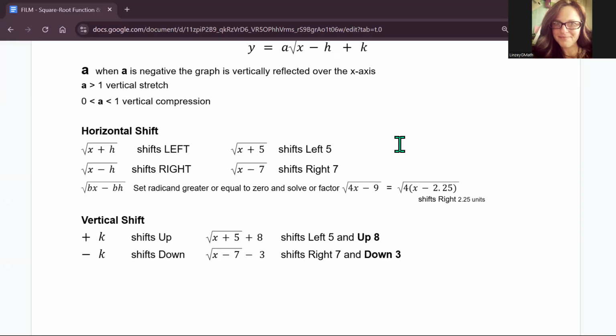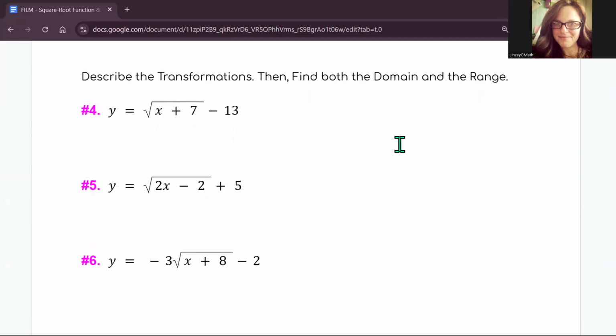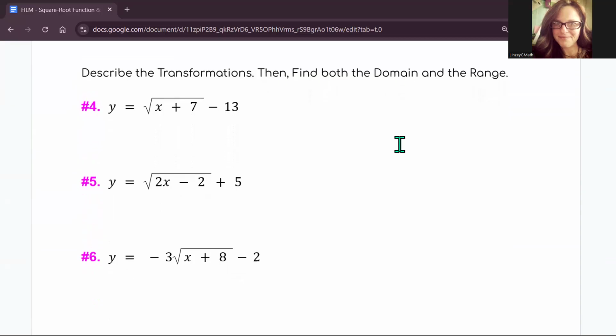Let's take a look at 3 examples. Last 3 examples: describe the transformations, then find both the domain and the range of these square root functions.